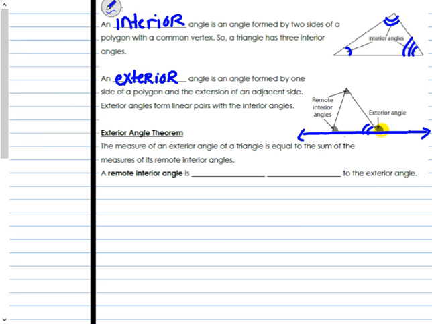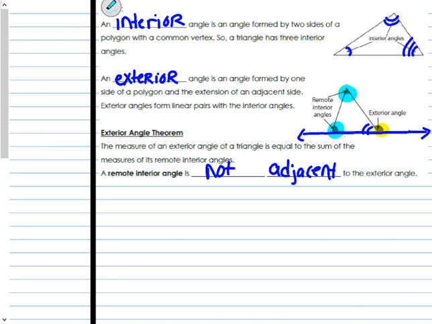The exterior angle theorem says that the measure of an exterior angle of a triangle is equal to the sum of the measures of its remote interior angles. And a remote interior angle is not adjacent to the exterior angle. So that exterior angle that I highlighted in yellow is equal to the sum of these two remote interior angles. If you add them together, it's equal to the sum of those two remote interior angles.